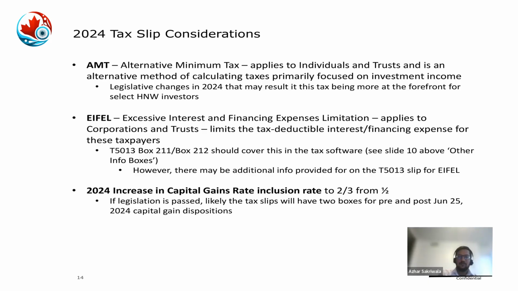Further, there has been a proposed increase in the capital gains inclusion rate, from 50% inclusion to 66.67%, which is two-thirds. But since Parliament is in prorogation, there are still doubts on how this capital gains inclusion rate will be implemented. But there has been recent communication shared by the CRA that they would provide additional boxes in the partnership slips to split the capital gains earned before 25th June, that is at the one-half inclusion, and after 25th June.